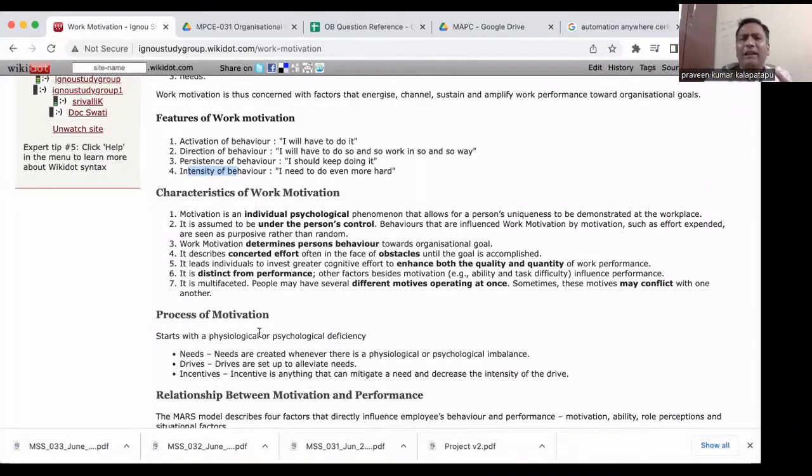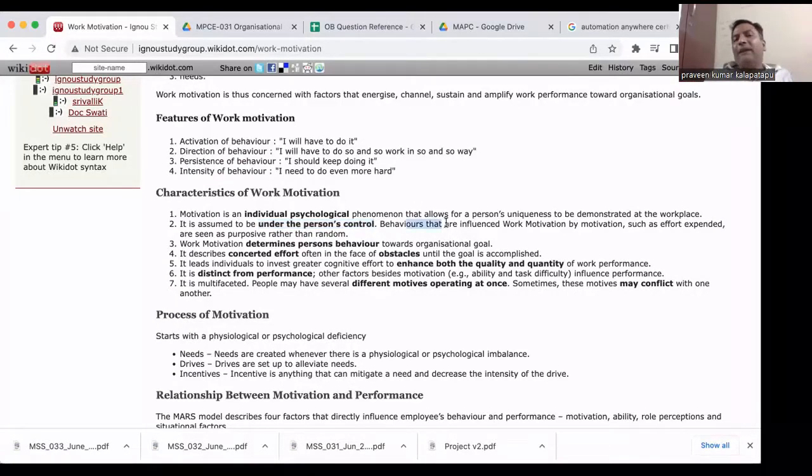Okay, so now coming to the characteristics of motivation. What are the typical things as far as motivation is concerned? It's an individual psychological phenomenon. This is something that is going to be exhibited by the person who is motivated at the workplace, because we are talking about work motivation, right? It is something that is under the person's control. The person is the sole owner of this particular motivation. He or she is the one who is actually generating it or destroying it, whatever it is, right?